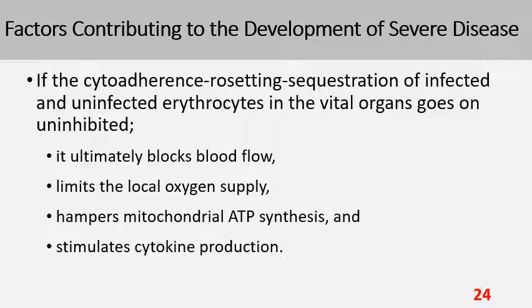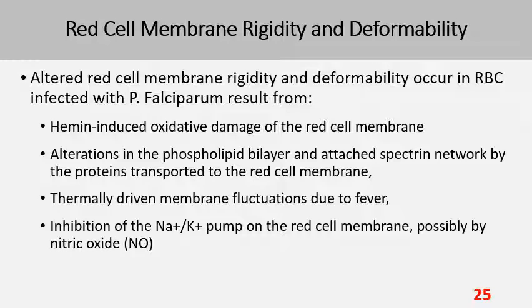Now, there are other factors that contribute to the development of severe disease in severe malaria. If cytoadherence, rosetting, and sequestration of infected and uninfected cells occur in vital organs and go on uninhibited, the following could occur. It will ultimately block the blood flow, limit the local oxygen supply, hamper mitochondrial ATP synthesis, and then stimulate cytokine production. What about red cell rigidity and deformability, which is also a major mechanism by which falciparum infection induces the local tissue hypoxia that it causes?